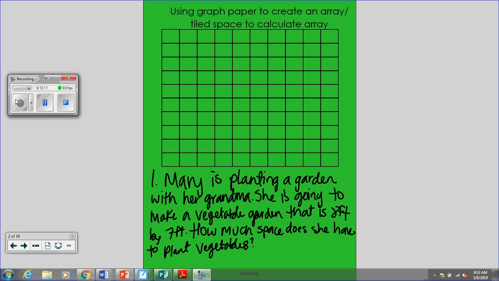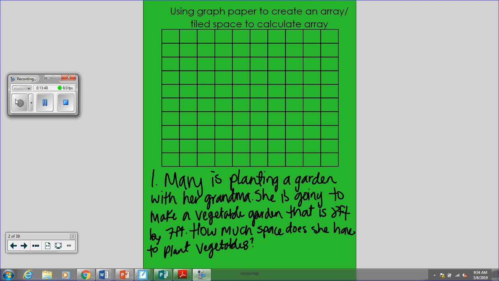All right, question number 1. It's a word problem. Yay! What is our first step in word problems? It's kind of an obvious one. Piper? Read it. You need to read it. Piper, can you read number 1 out loud to me, please? Mary's planting a garden with Savannah in her backyard. She is going to make a garden that's 8 feet by 7. How much space does she have to plant?